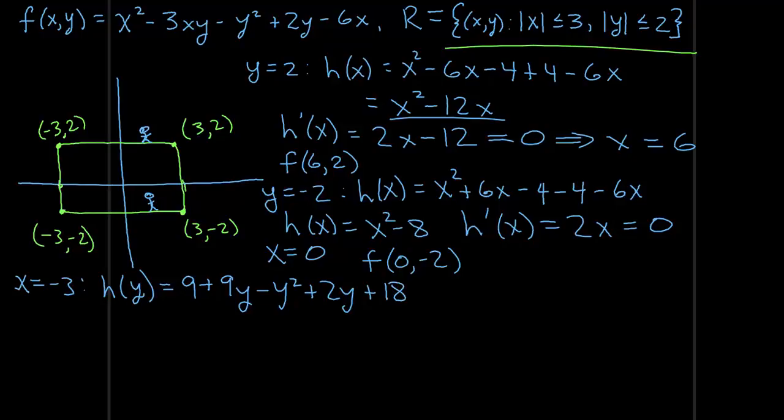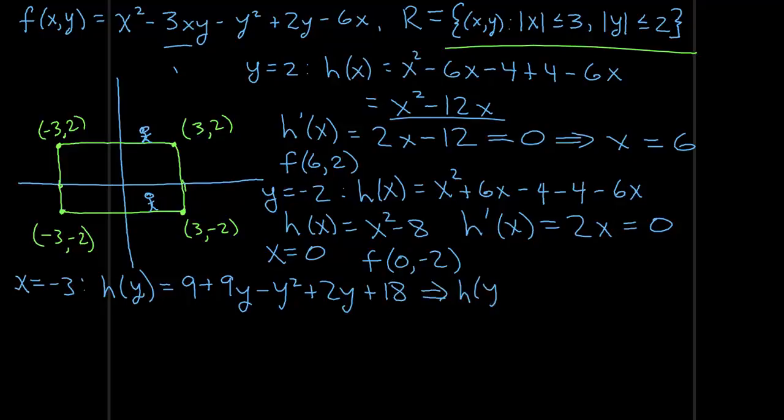Okay, so you can see you're likely to make a mistake in this, so you have to be very careful. Negative 3 squared is 9. And then we've got a negative times a negative is a positive. Y squared plus 2y plus 18. Okay, looks good. Now let's see if I can simplify that a little more.